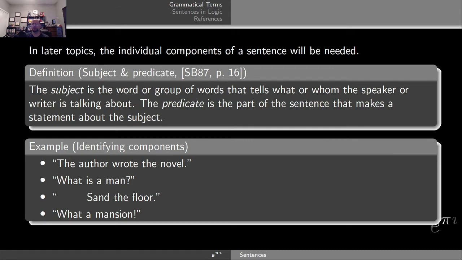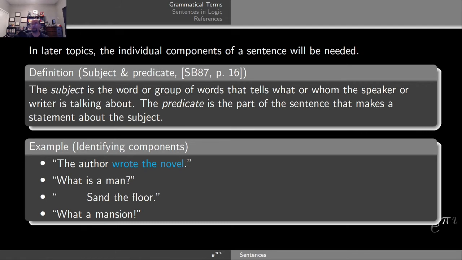So let's look at the four sentences that we've already discussed. Specifically, the author wrote the novel. The subject in this case is the author. The author is the one that's doing this action. And what action did the author do? They wrote this novel. They penned down the words, compiled the story together into this book, this novel. So the subject is the author, and what did the subject do? They wrote the novel.